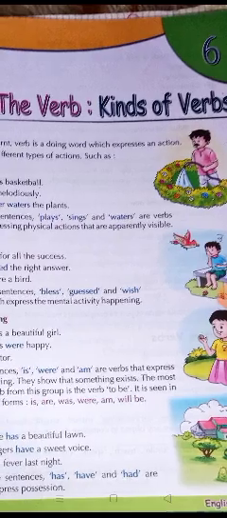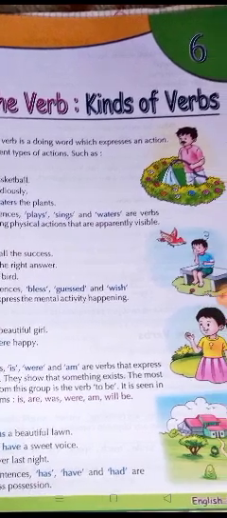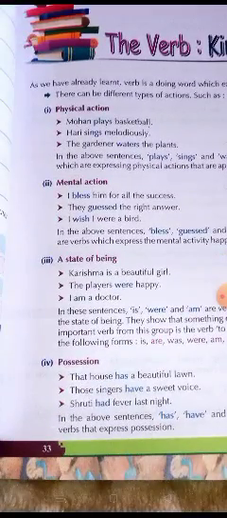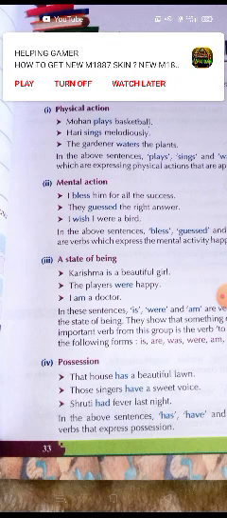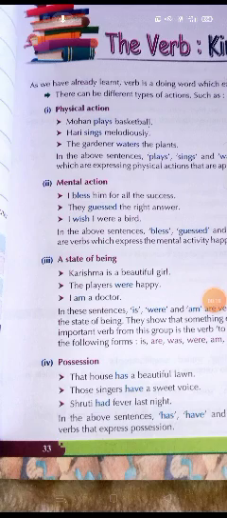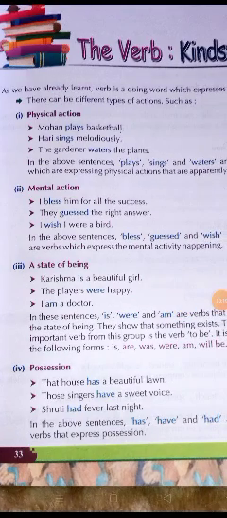Students, today we will discuss the kinds of verbs. Students, as you know, the verb is a very important part of a sentence. Without a verb, we cannot create any meaningful sentence. Children, in verbs there are so many kinds. Some kinds are written here: physical action, mental action, a state of being, and possession.